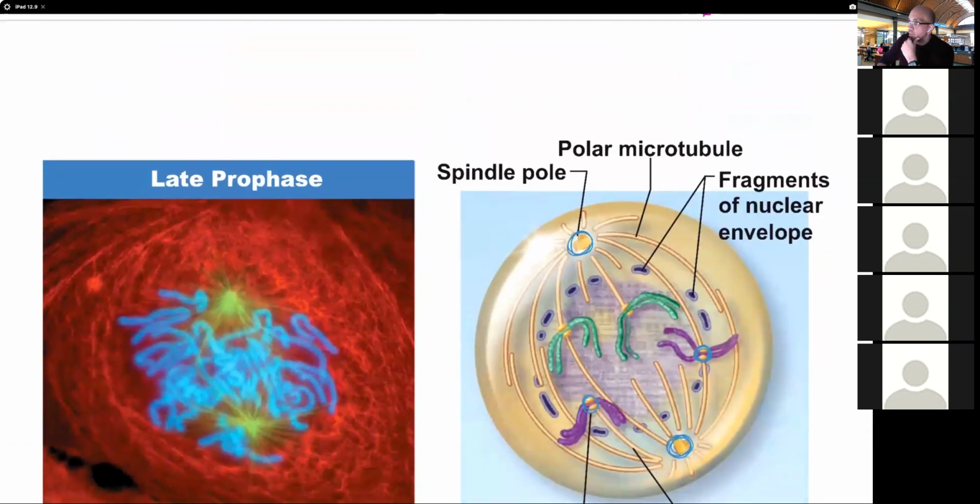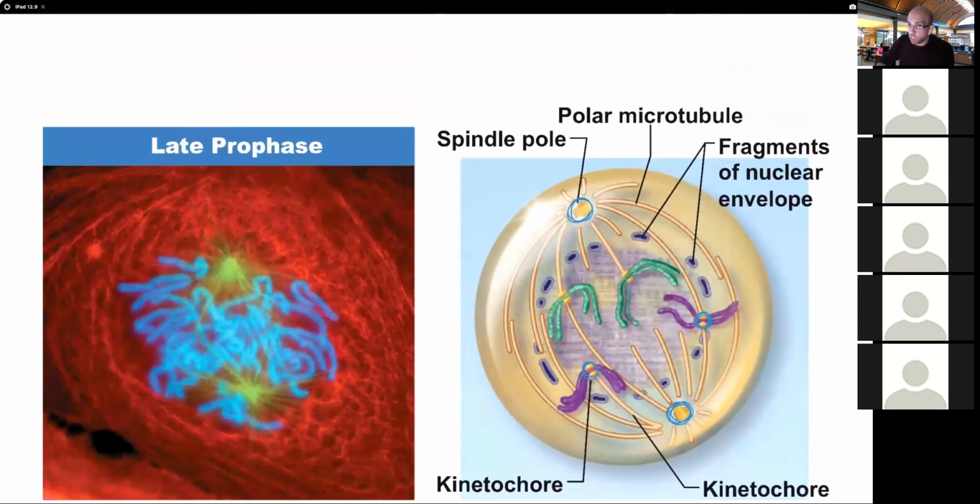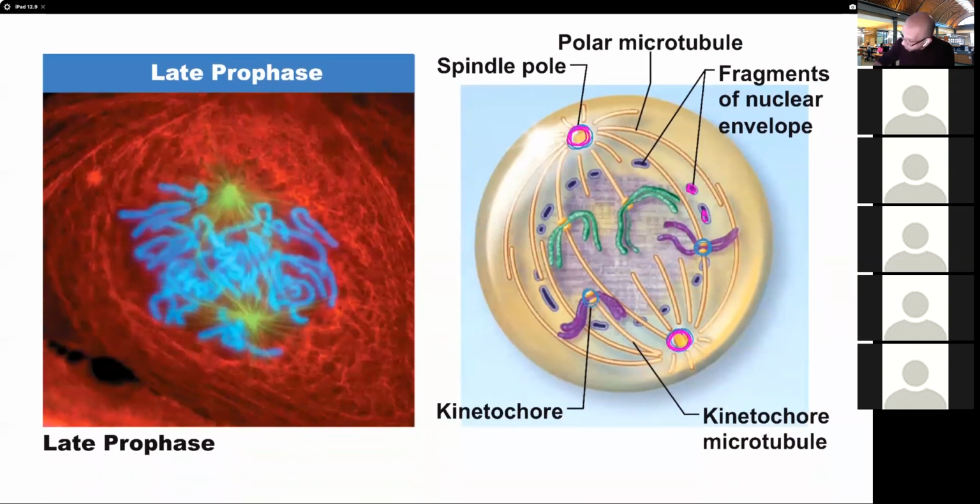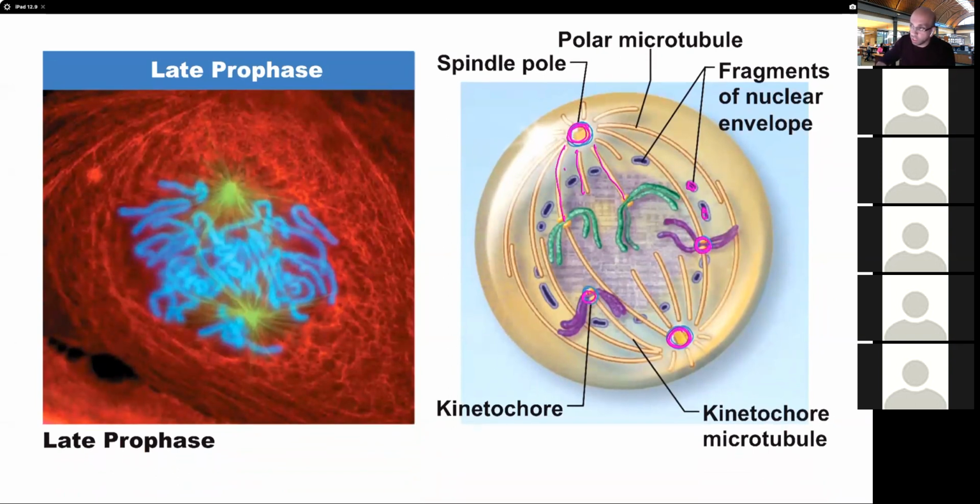All right, so late prophase, what happens? The nuclear membrane degenerates, and those centrosomes will be forming mitotic spindle fibers. Those fibers are going to be traveling in the cell and will bind those chromosomes at the centromere. This is again during late prophase.